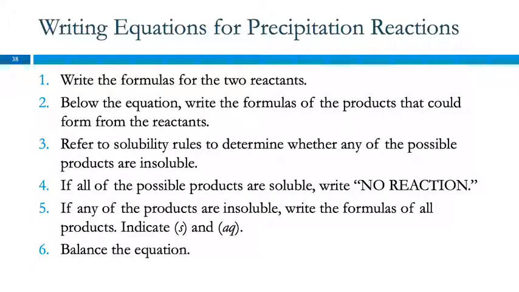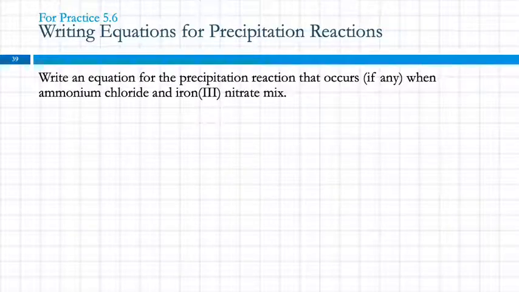Let's do some examples. Write an equation for the precipitation reaction that occurs, if any, when ammonium chloride and iron(III) nitrate mix.